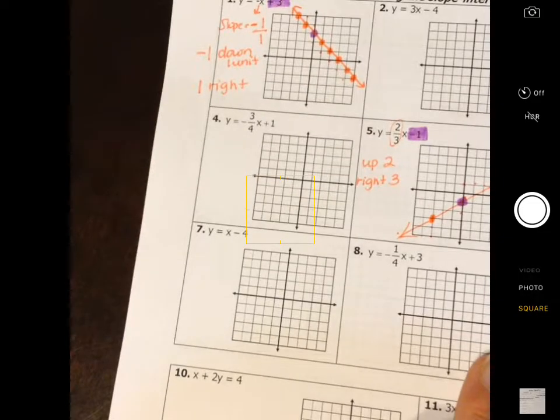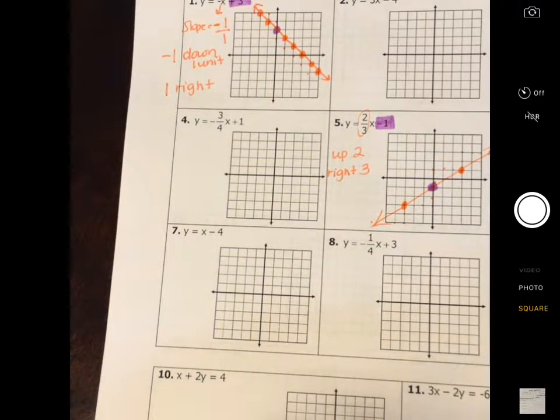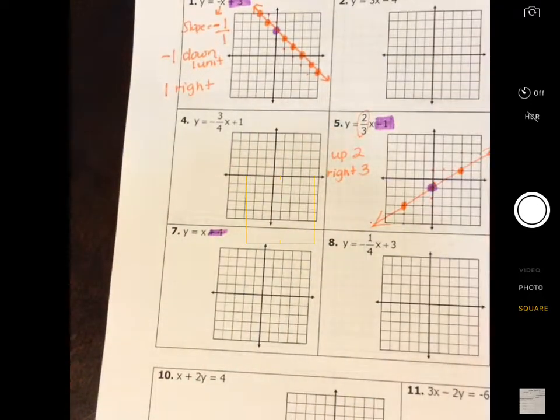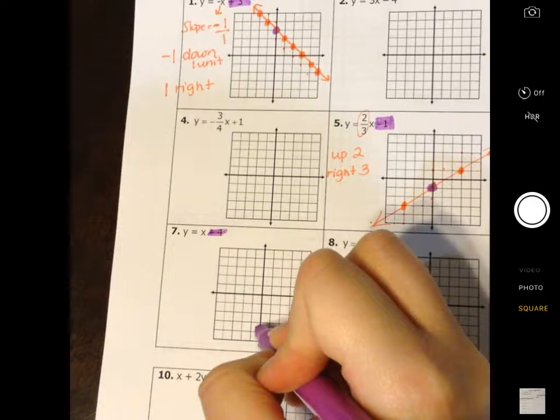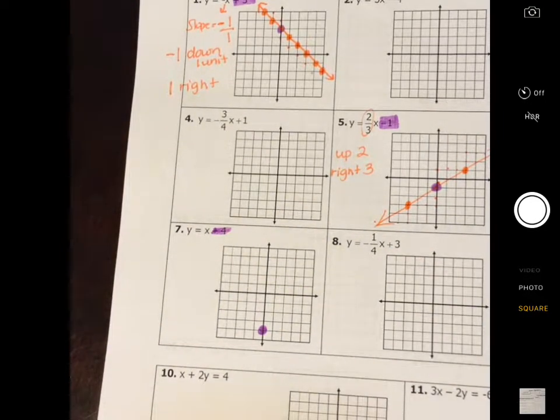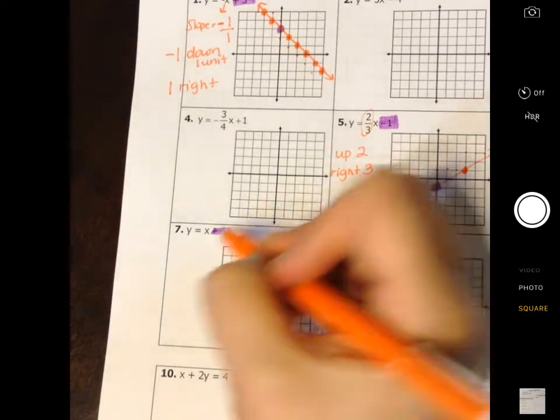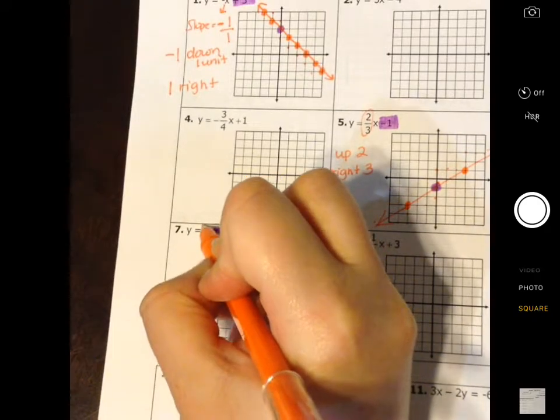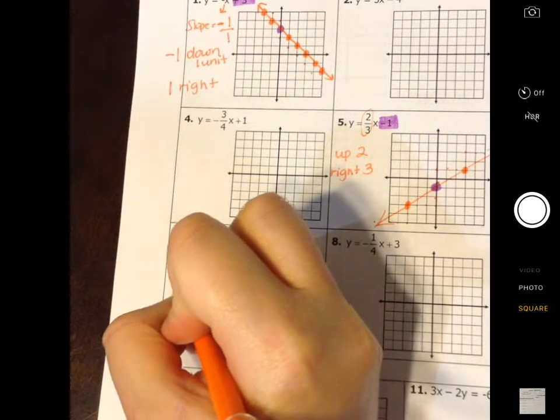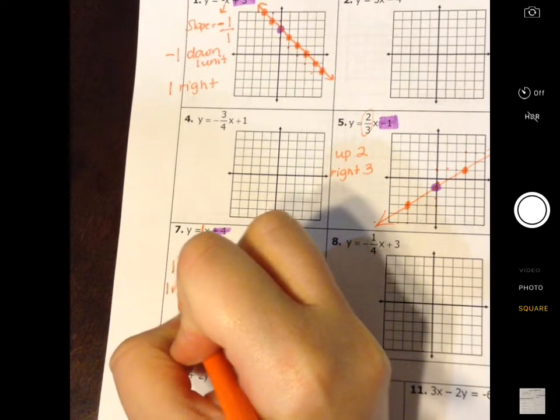Let's go to 7. 7 is negative 4 as my y-intercept. So 1, 2, 3, 4. My slope, no numbers, so that means my slope is 1. So this tells me 1 up, 1 right.